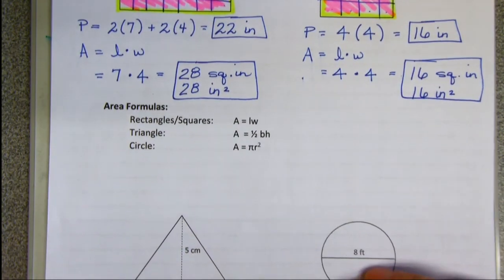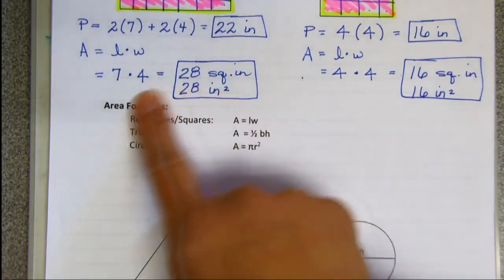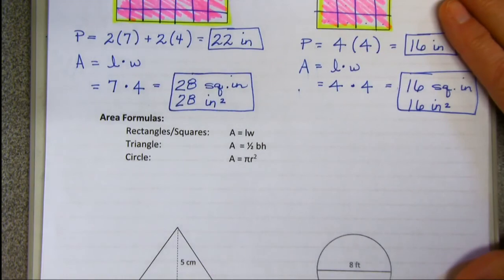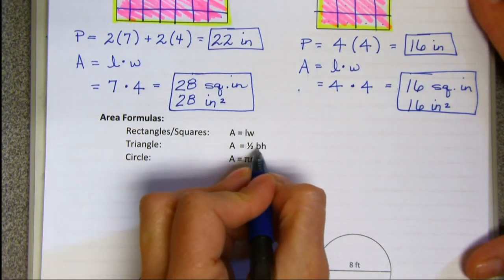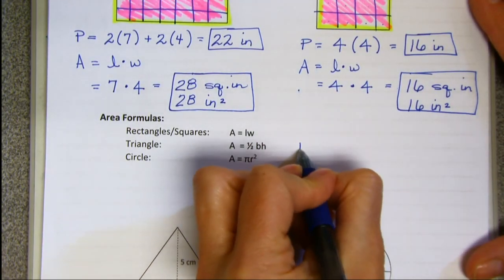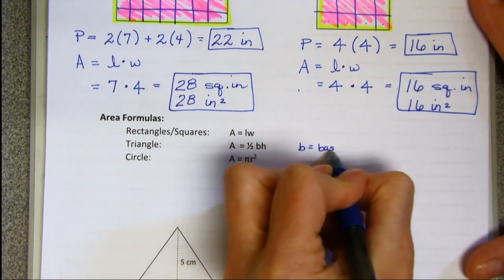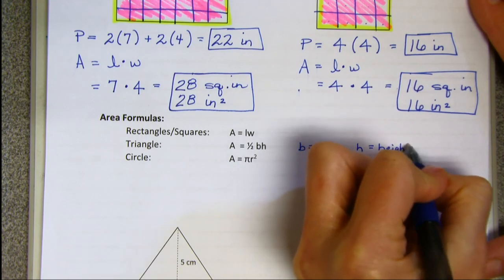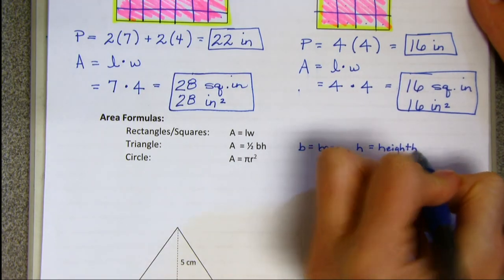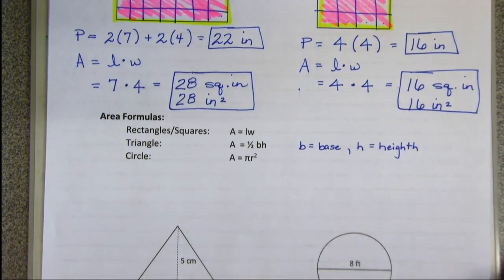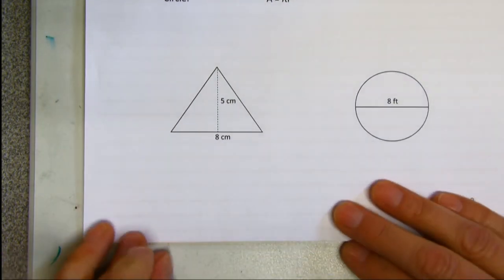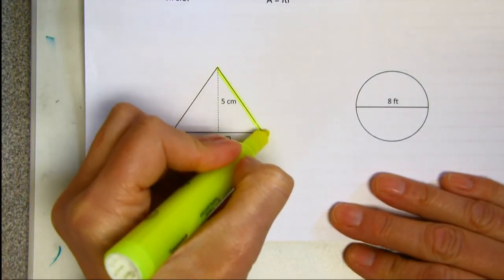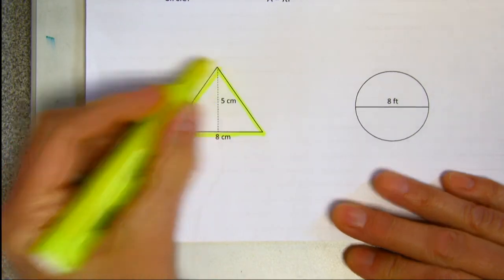Now, if you'll notice, the formulas are right here. These are the same ones that are on your formula sheet. Now we're going to look at a triangle, and this is 1/2 times base times height. B stands for base and H stands for height. All right, so I'm going to come down here. I'm first going to do the perimeter, distance around, so don't use the area formula for perimeter. Perimeter is all the sides.